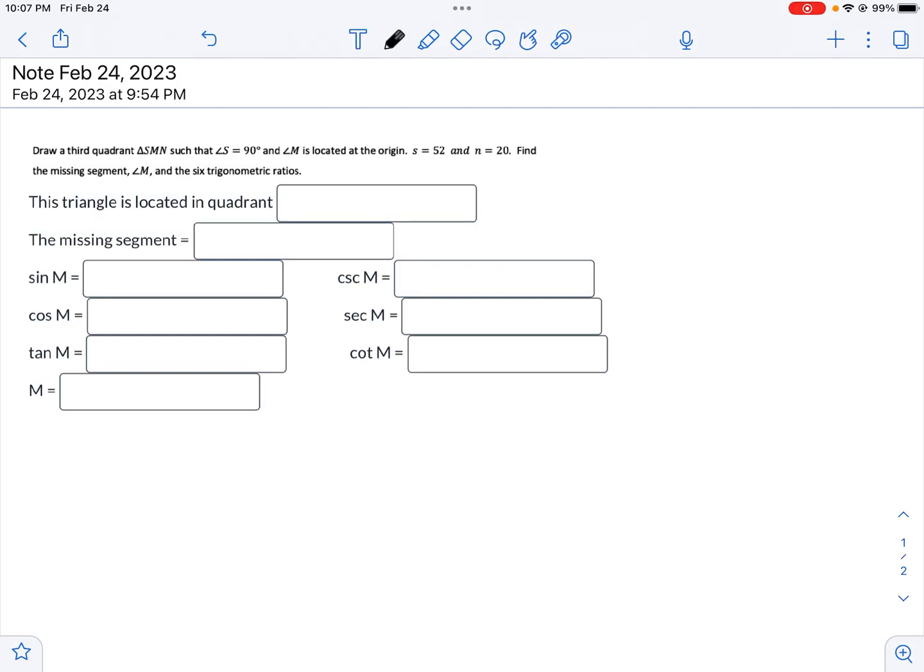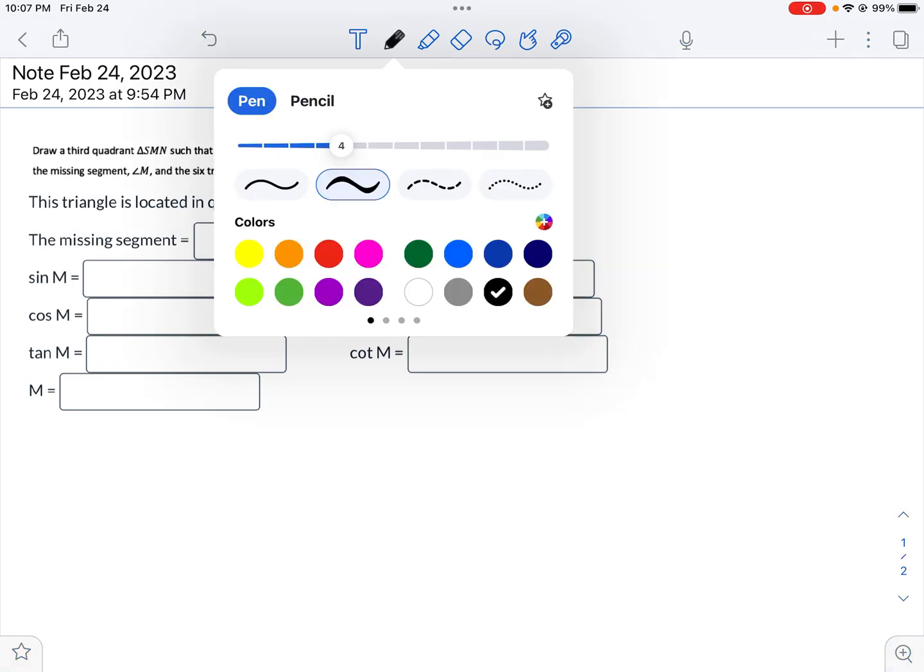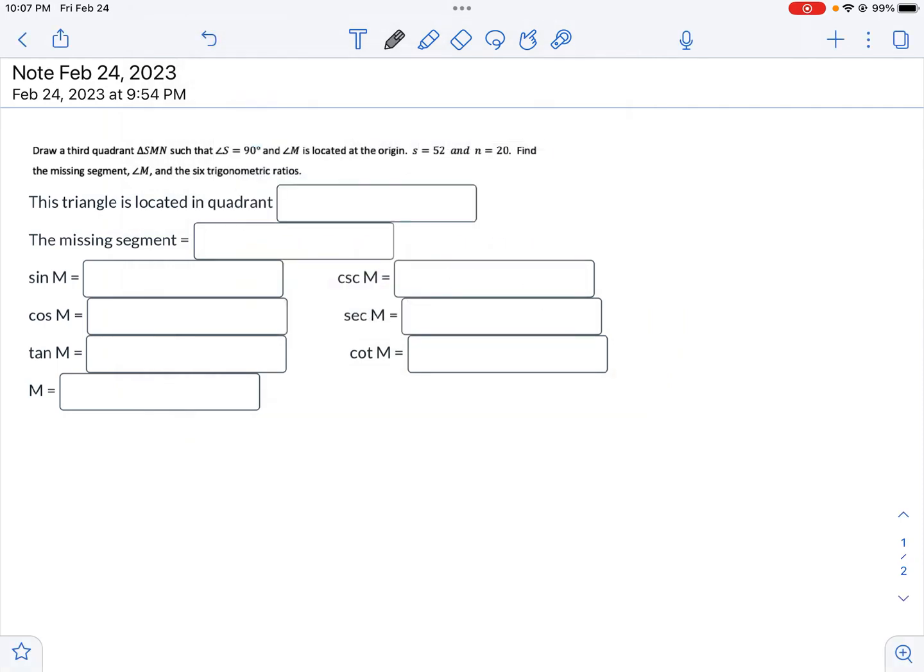Alright, this video is how to find the 6 trigonometric functions when the right triangle is no longer in quadrant 1. So first of all, let's have a conversation about our quadrants. If this is the x-axis and this is the y-axis, this is quadrant 1, this is quadrant 2, and 3, and 4.